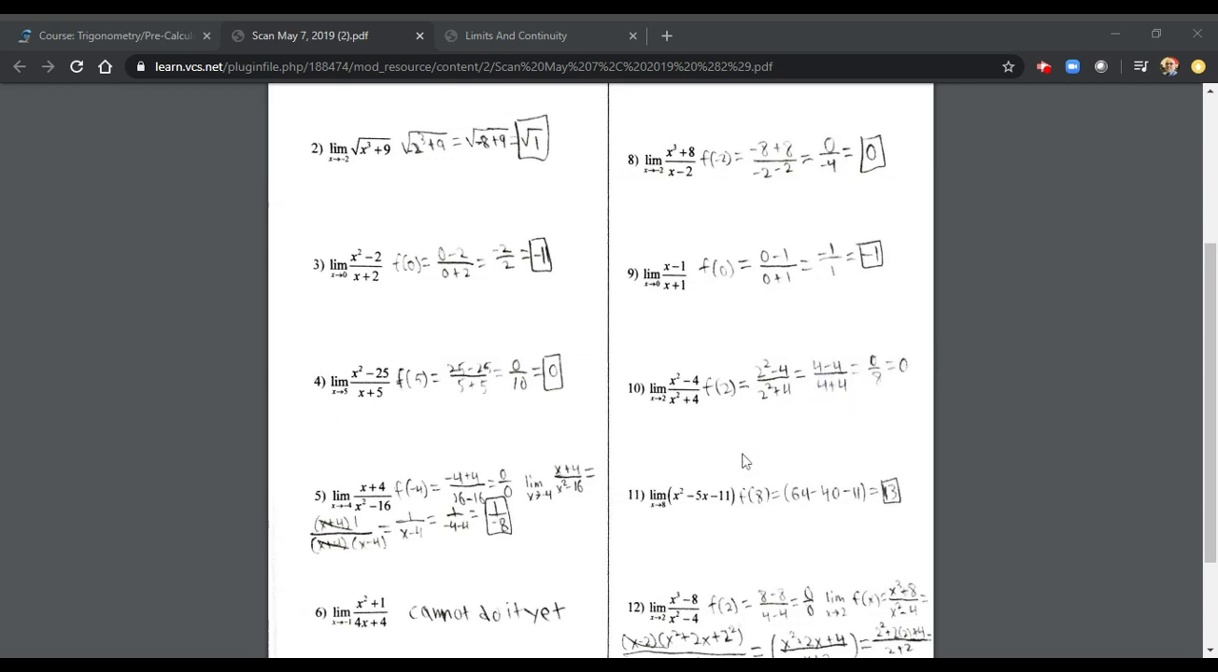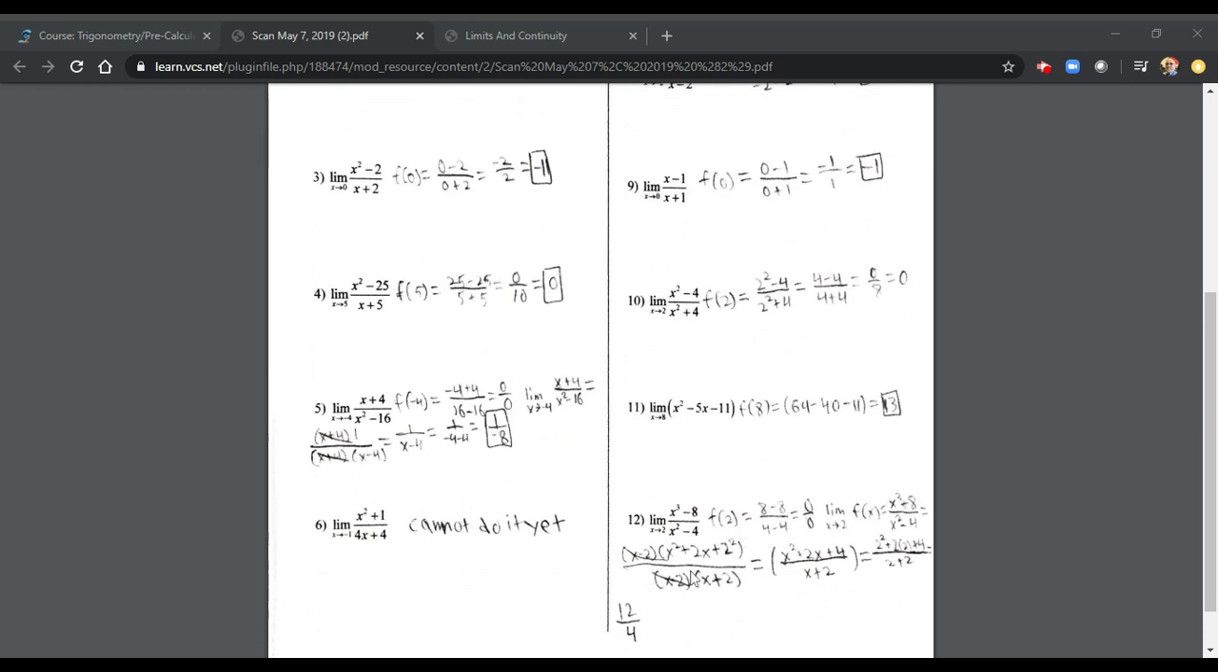My limit approaches 0. Limit as x approaches 8 of x squared minus 5x minus 18. I'm sorry, minus 11. F of 8 is equal to 64 minus 40 minus 11. Well, that is equal to 13. As x approaches 2, limit of (x cubed minus 8) over (x squared minus 4), f of 2. Well, I've got 8 minus 8 divided by 4 minus 4, which is 0 over 0.